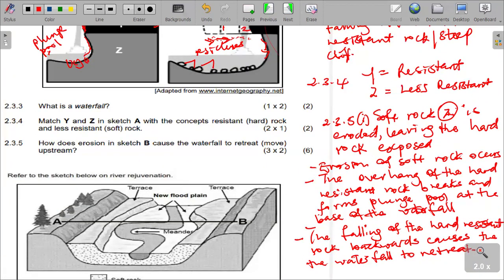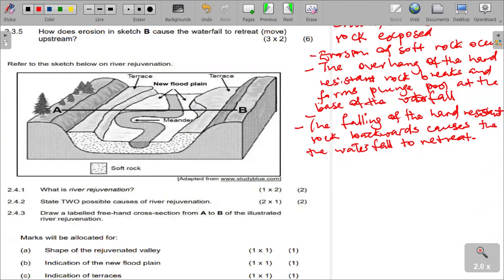You need to understand that this process of the retreat is also caused as a result of headward erosion. Sometimes they would ask you what form of erosion is dominating there. So it is headward erosion that would also cause this process to take place.